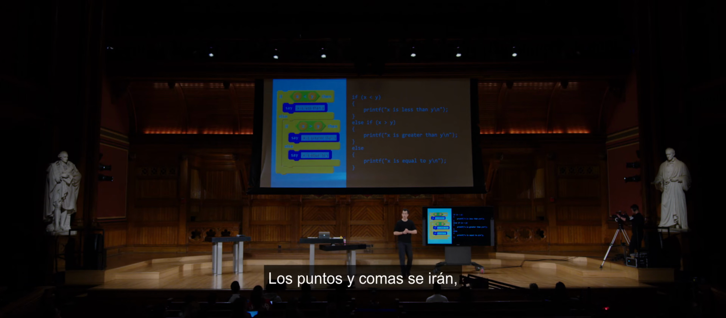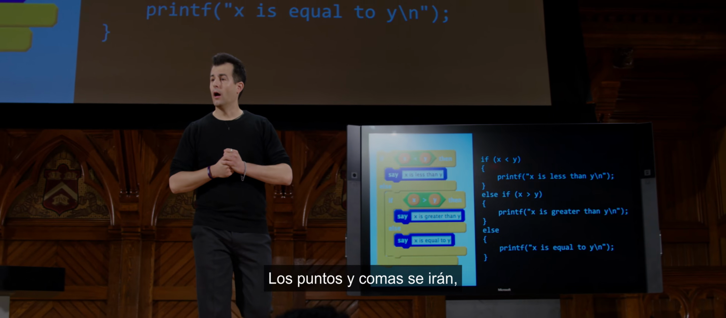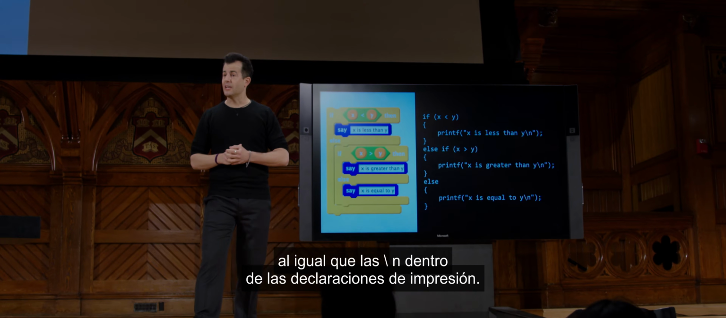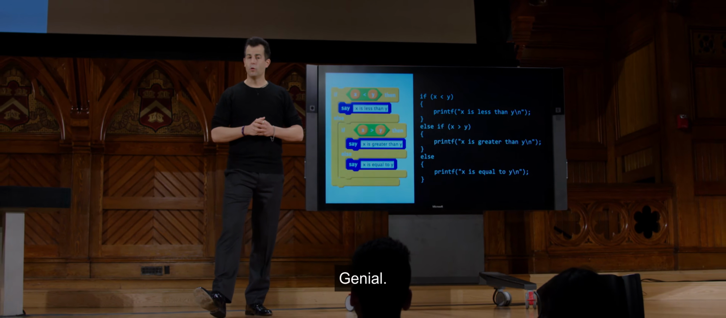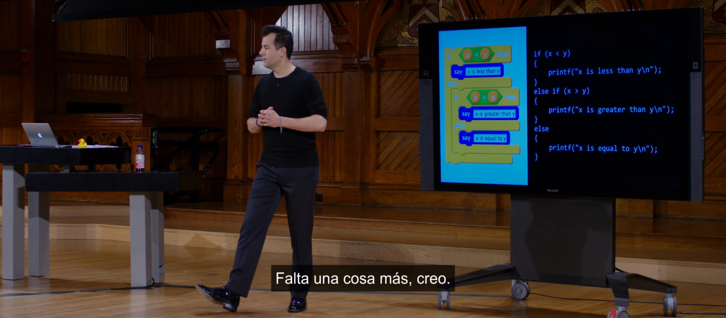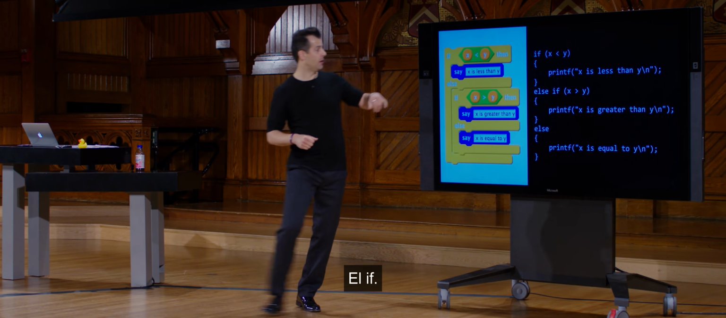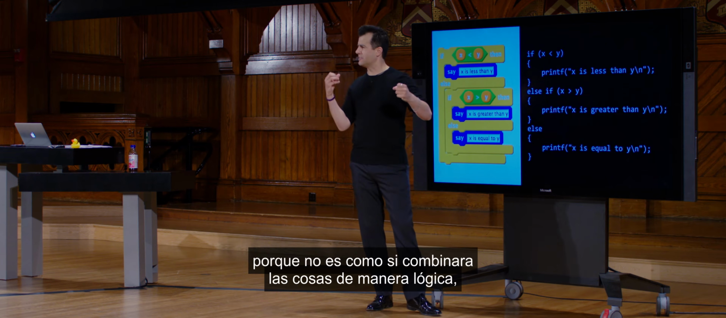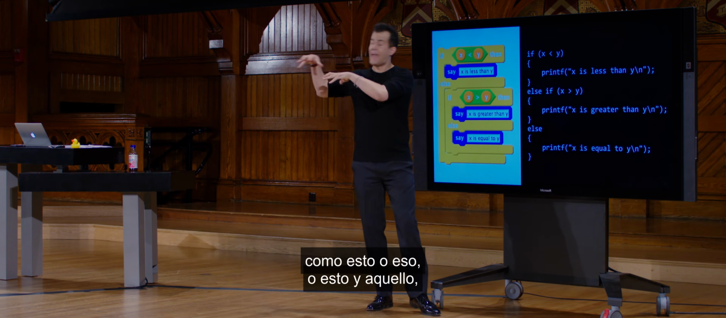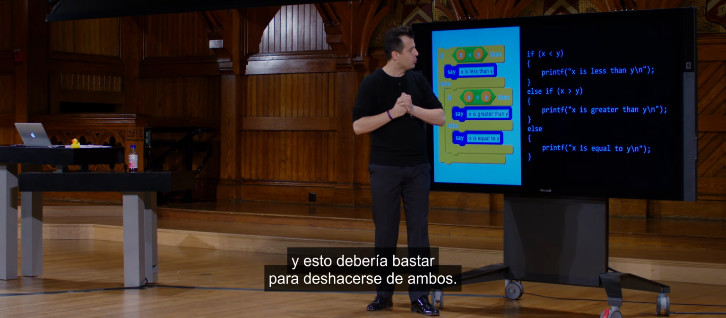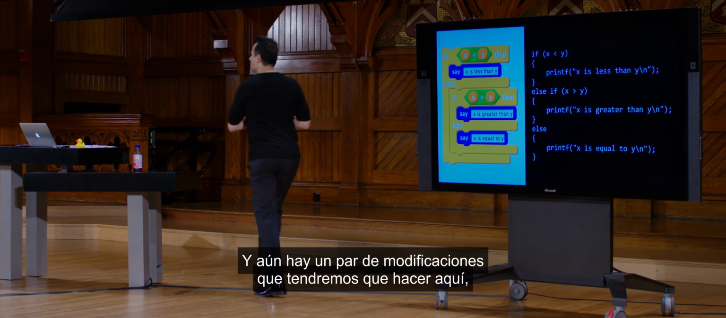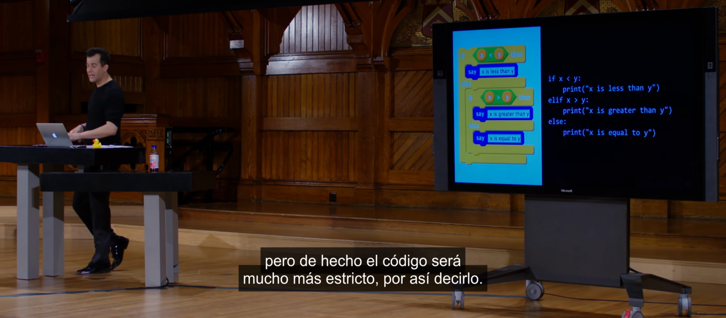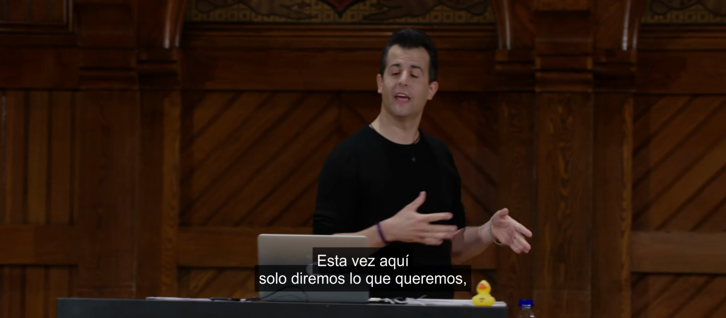The semicolons are going to go away. The \n inside of the print statements. Great. One more thing, I think. The if, so we don't strictly need the parentheses, because it's not like I'm combining things logically like this or this and that. So it should suffice to get rid of those too. And there's a couple of other tweaks we're going to have to make here, but indeed the code's going to be a lot tighter, so to speak. Now you're just going to say what you mean here.